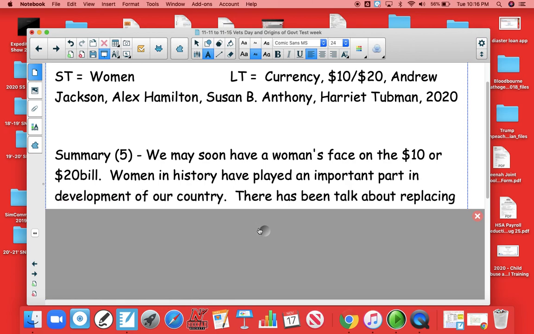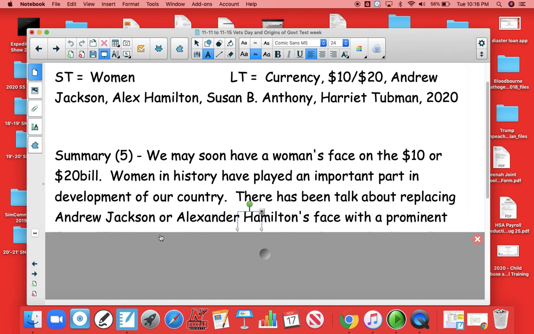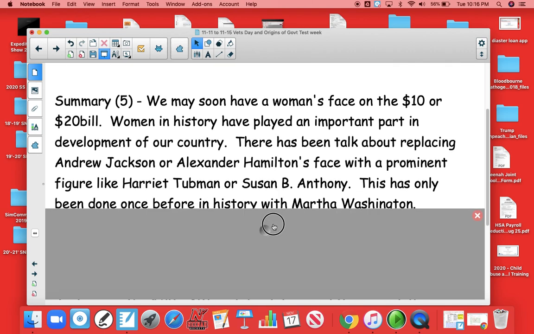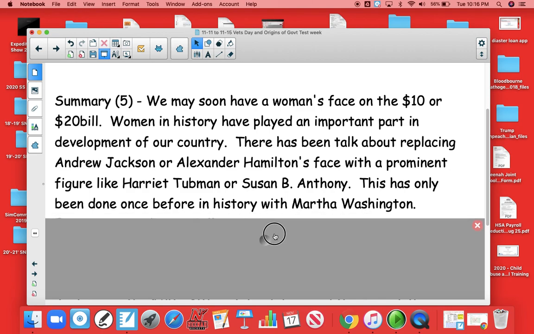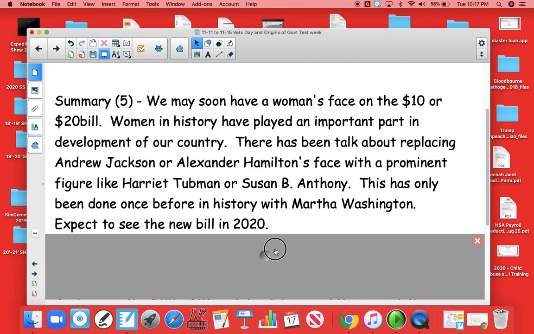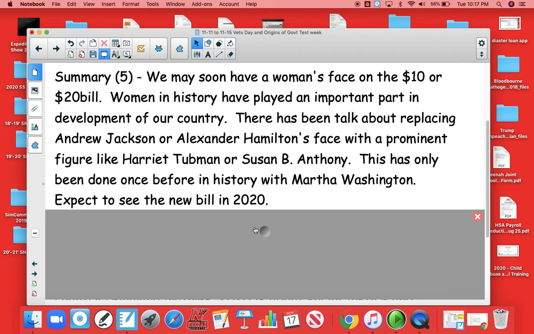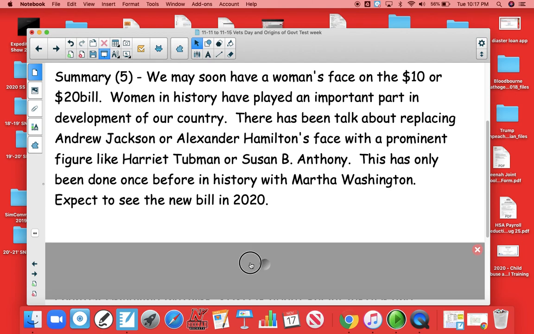Third sentence. There has been talk about replacing Andrew Jackson or Alexander Hamilton's face with a prominent figure like Harriet Tubman or Susan B. Anthony. This has only been done once before in U.S. history with Martha Washington. Expect to see the new bill in 2020. Okay? So there's a fair summary right there for you, which would probably get a 3. All right? How about a reaction example?